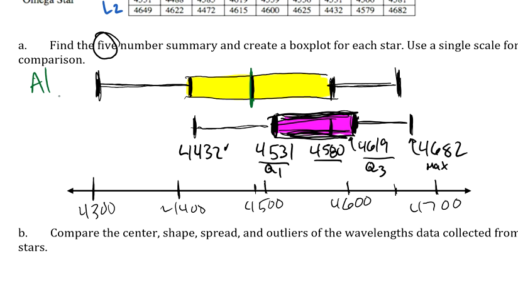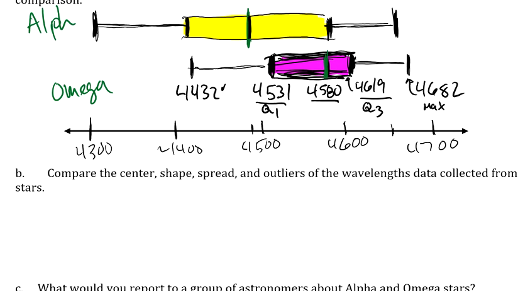If I look at, this is the alpha star, and this was the omega star. Because you look at it, half of the data is below this median, and half of it's below this one right here. So the omega star tends to have a little bit longer wavelengths, which means it's moving slower. Now the other thing that it does say is compare the center, shape, spread, and outliers of wavelengths collected from these data.